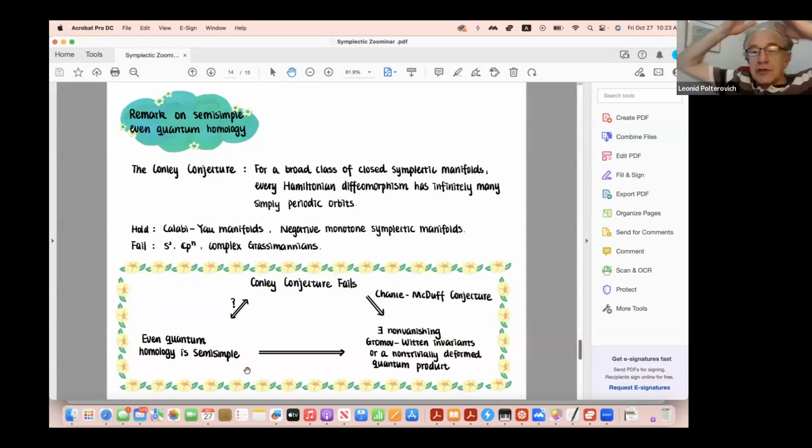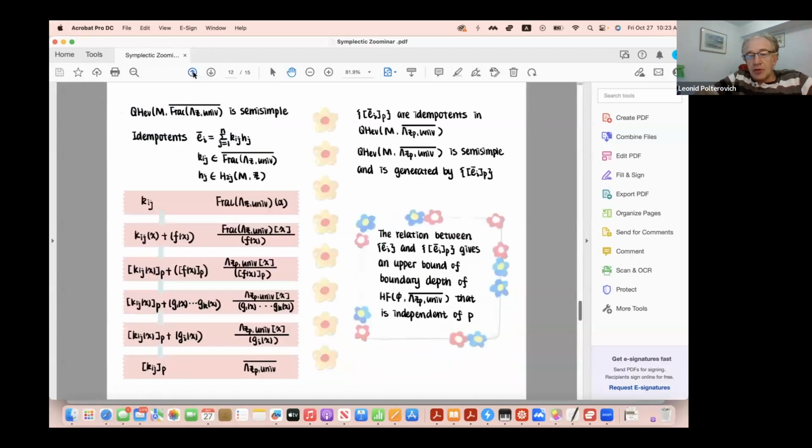And assume that in your quantum cohomology, you have a field factor. So one factor, let's say, which is a field. Can you say something about your problem? So I want to relax semi-simplicity.